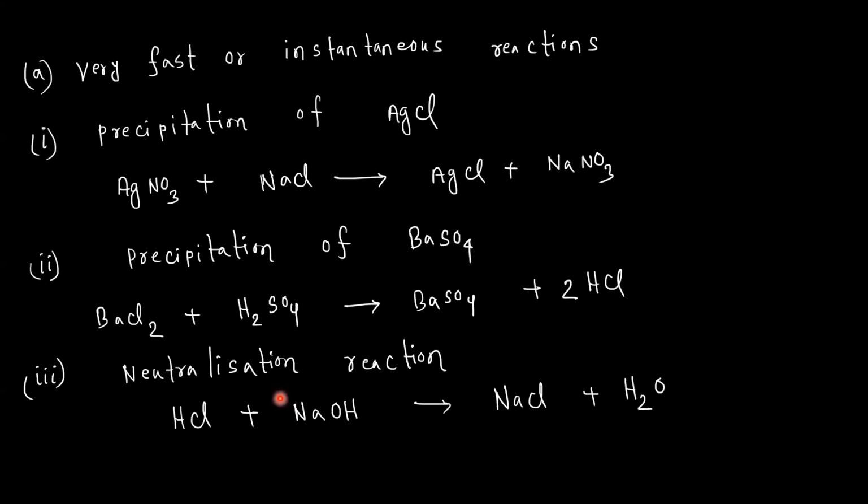For example, precipitation of silver chloride. When silver nitrate solution is mixed with sodium chloride solution, the precipitation of silver chloride occurs. When barium chloride solution is mixed with sulfuric acid solution, the precipitation of barium sulfate occurs. The third example is neutralization reaction. When an acid reacts with base, it forms salt and water. These kinds of reactions are very fast in nature.